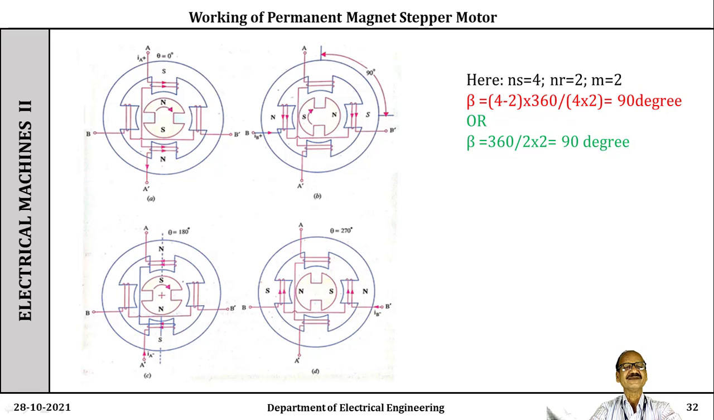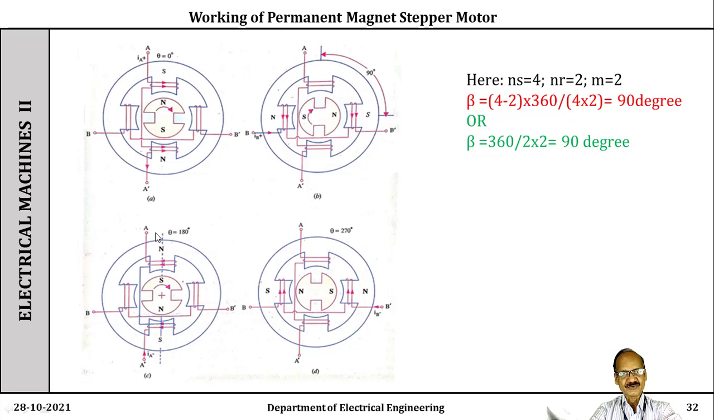So in this way it completes one rotation in a clockwise direction by sequentially switching in the manner A plus, B plus, then A minus, B minus, and once again A plus. It completes one rotation and rotates in a clockwise direction.